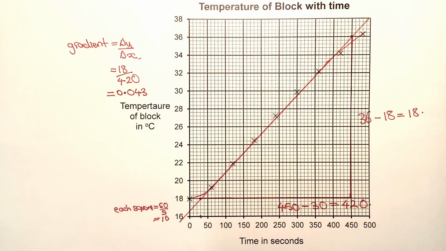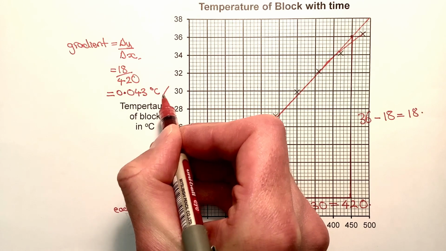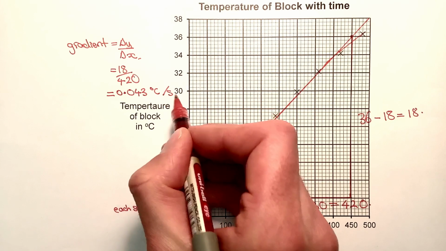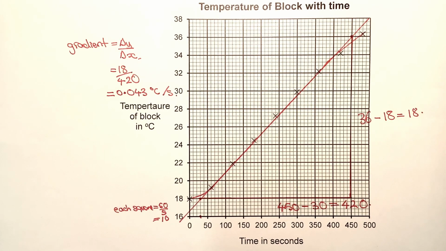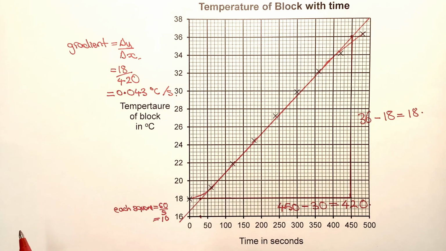And to get the units, I do whatever's on the vertical, which would be degrees C, divided by whatever was on the horizontal, which is in seconds. So that gives me 0.043 degrees centigrade per second, or degrees Celsius per second.